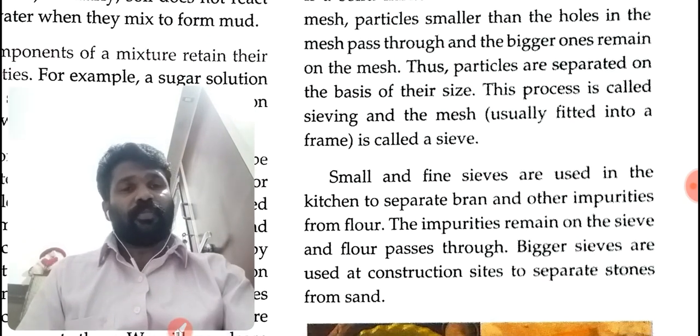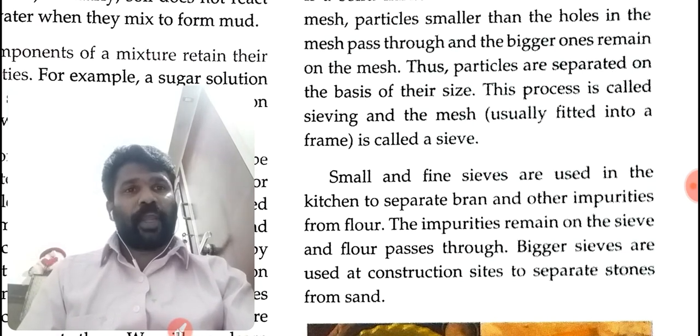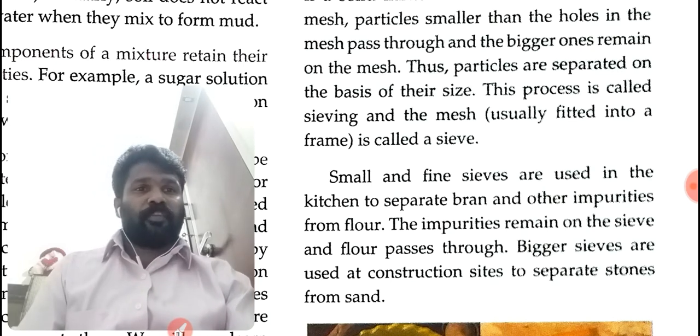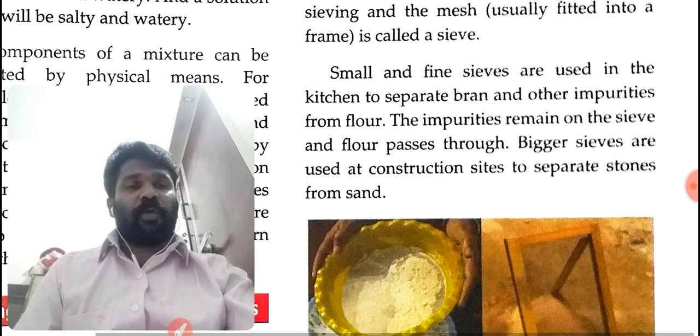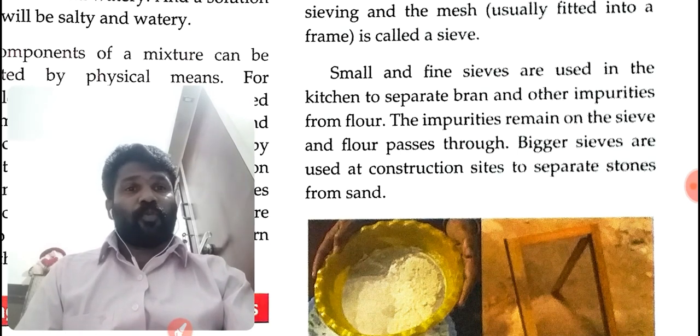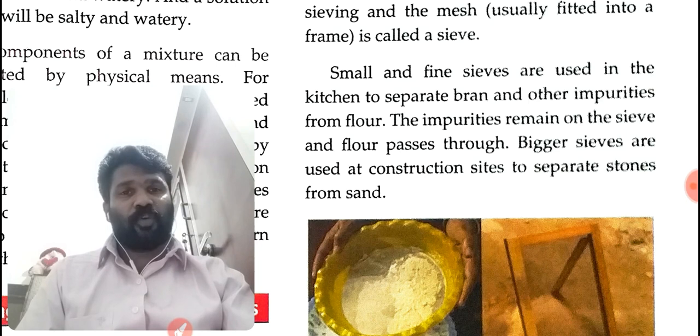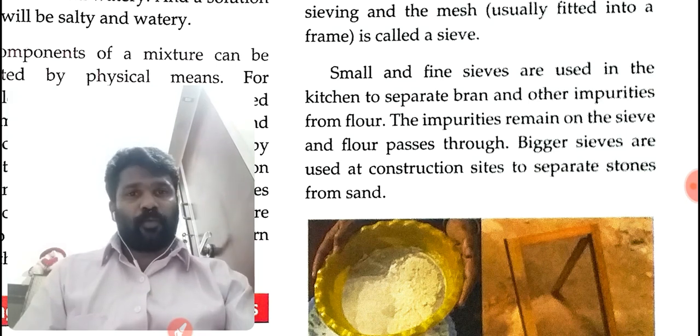Small and fine sieves are used in the kitchen to separate bran and other impurities from flour. The impurities remain on the sieve and the flour passes through. Bigger sieves are used at construction sites to separate stones from sand. Small sieves we use in the kitchen.